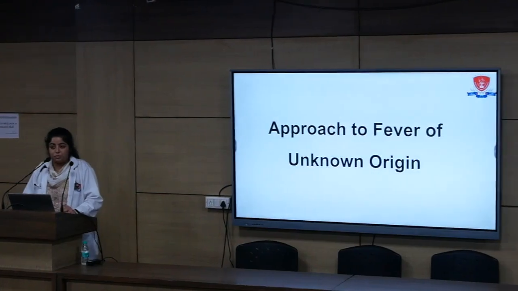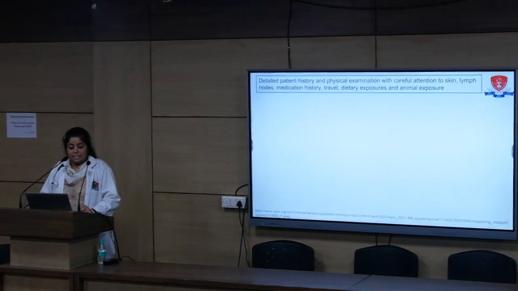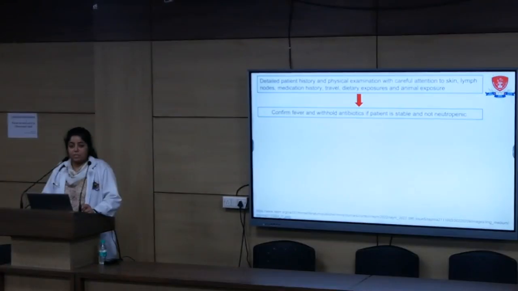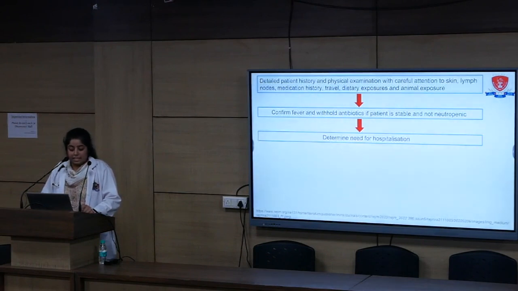Coming to an approach to fever of unknown origin. Detailed history and physical examination with careful attention to the skin, lymph nodes, medication history, travel, dietary exposure is required. We need to confirm that the patient does have fever, and we should withhold the antibiotics if the patient is stable and there is no neutropenia. Second, we need to determine whether the patient requires hospitalization or not.